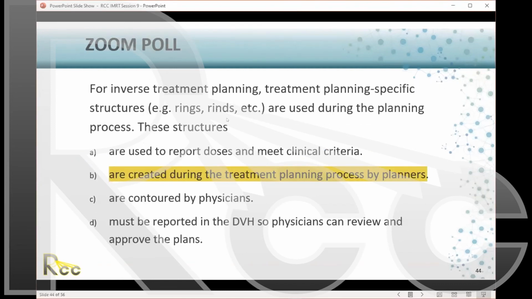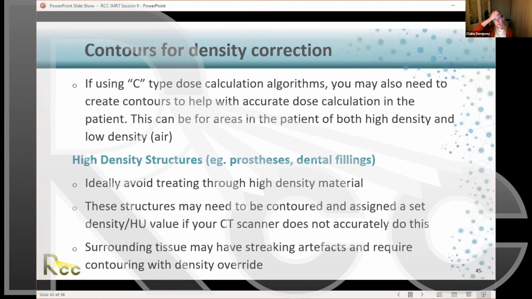Okay. So I'll go on. So just this last one, thank you for bearing with me. I know we've run a bit over time. This last one I just wanted to talk about is contours for density correction.